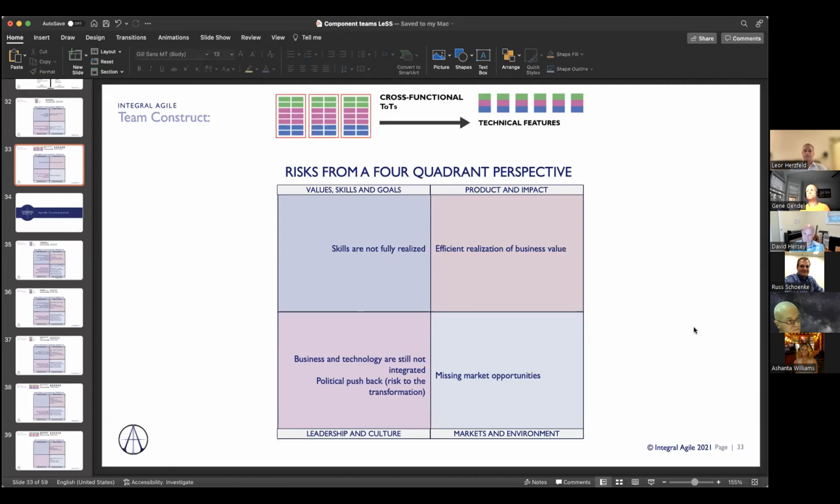Under skills are not fully realized, does that also take into consideration developer dissatisfaction? It's not what I expected to do. Mm-hmm. Absolutely.